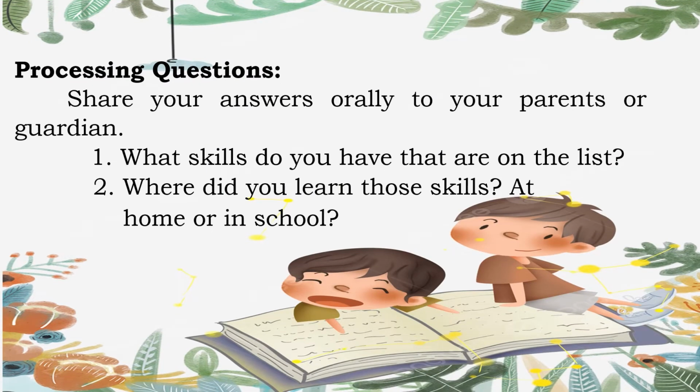After you finish doing the first activity, you may now answer these processing questions. Share your answers orally to your parents or guardian. Number 1. What skills do you have that are on the list? And 2. Where did you learn those skills? At home or in school?